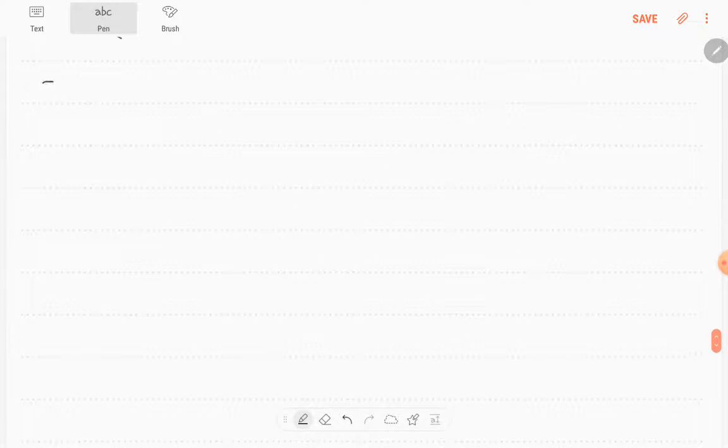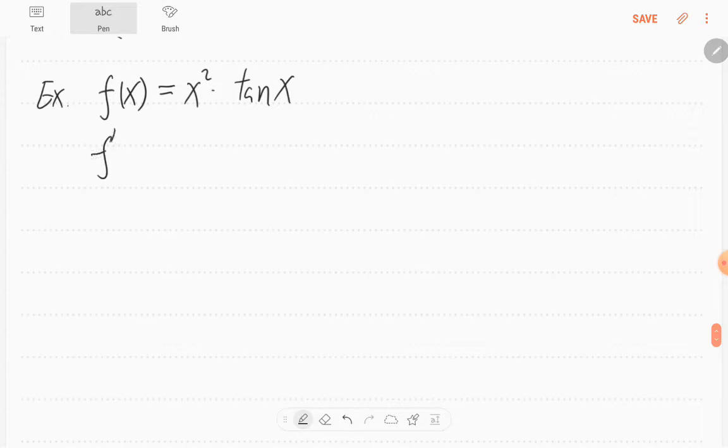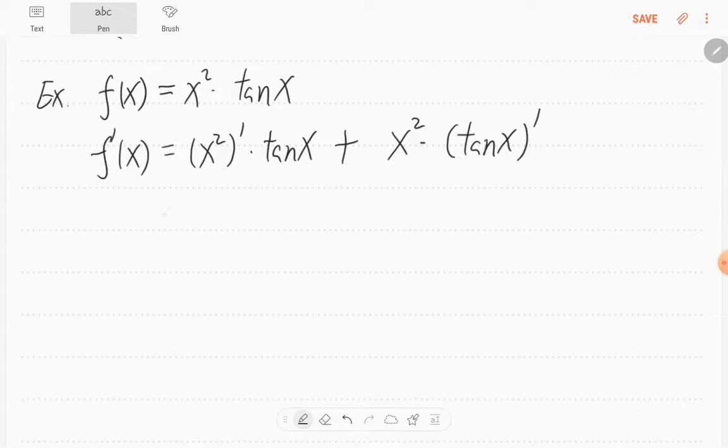So let's look at more examples. Another example: f of x equals x squared times tangent x. This is the product of two functions. One function is x squared, the other function is tangent x. So the derivative of f equals the derivative of the first function times the second function, plus x squared times the derivative of the second function. So this would be 2x times tangent x plus x squared times the derivative of tangent, which is secant square. You can use this formula directly.